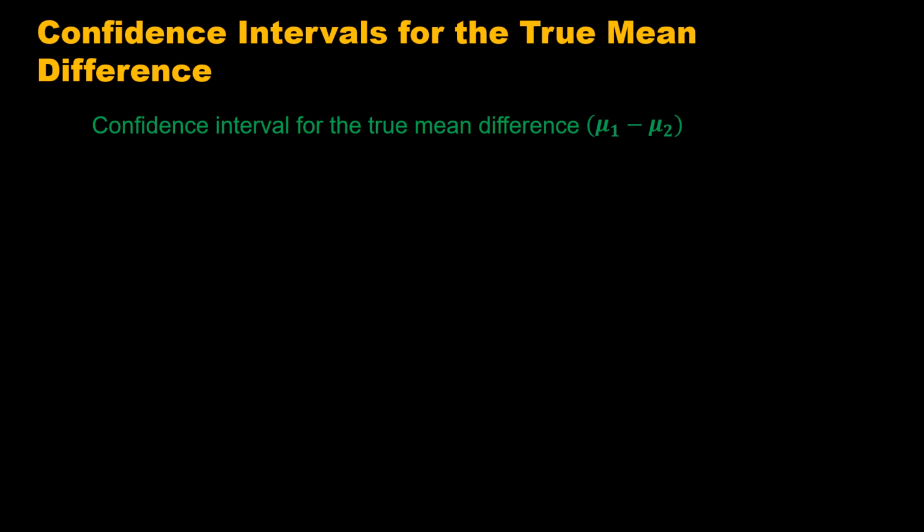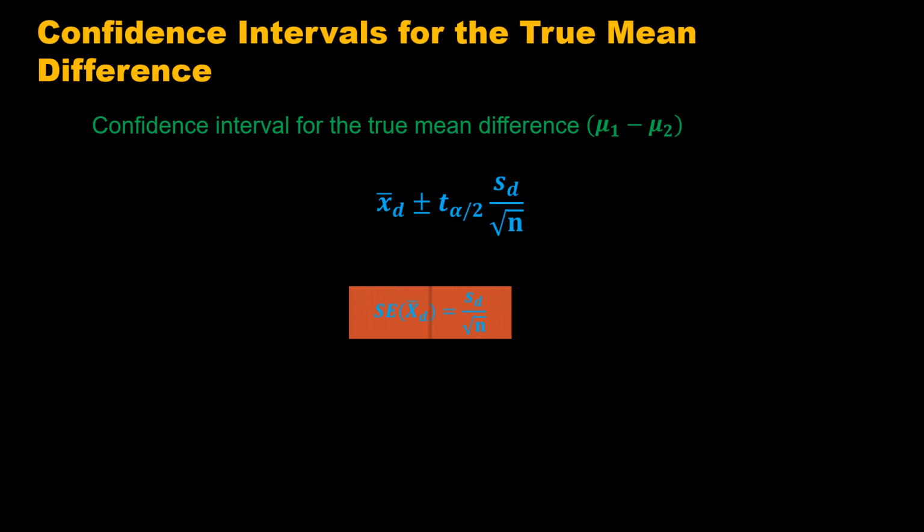Now let me explain the confidence interval for the true mean difference. So mu1 minus mu2, that is the difference. So mu1 minus mu2 equals what? mu d. However, how do we find the confidence interval for mu d? It is xd bar plus or minus t alpha over 2 times sd over root n. You know all these terms, and t alpha over 2 is the critical value. And also, the standard error of xd bar is sd divided by root n.